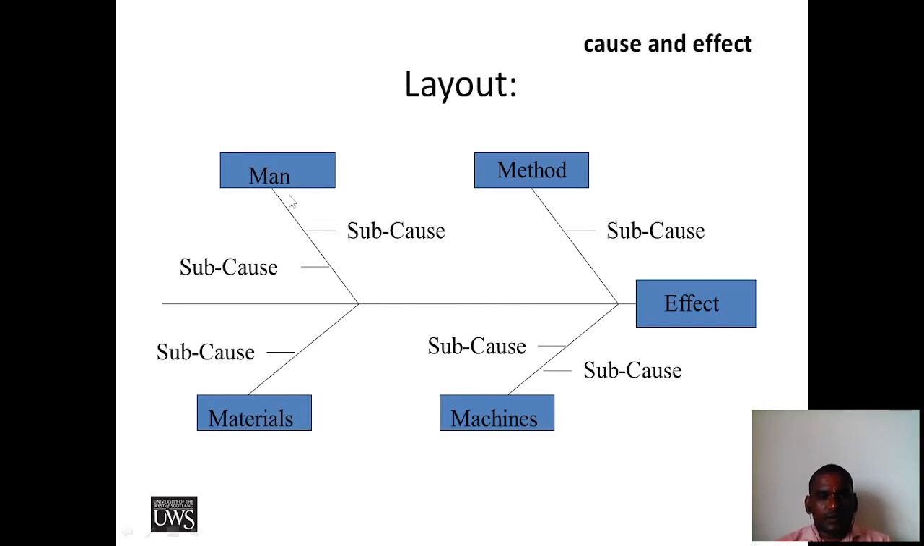Here the layout has man, method, machines, and materials. These are the causes. If there is any problem in manpower, in method, in machines, or in the materials, it leads to the effect. This is called the cause and effect diagram. So the effect will be based on the method, machines, materials, and man.